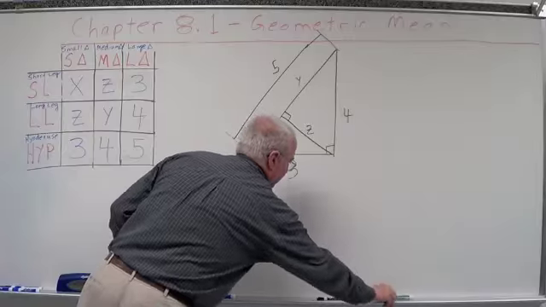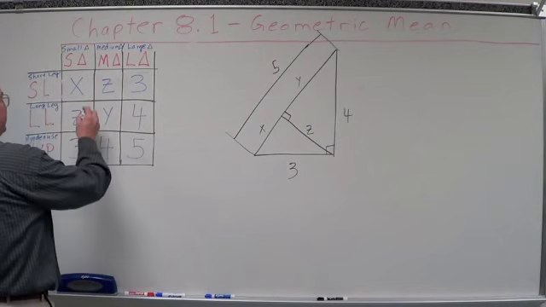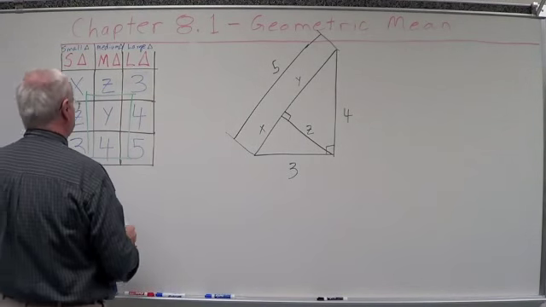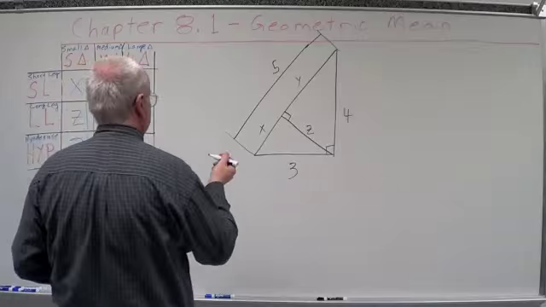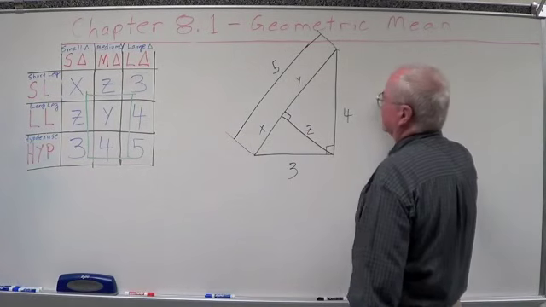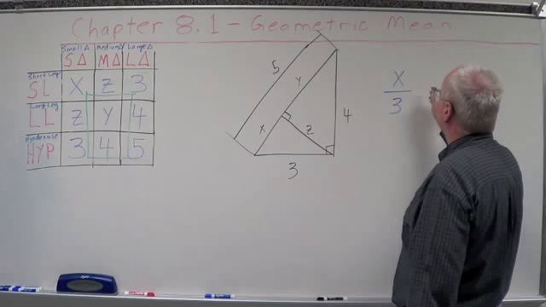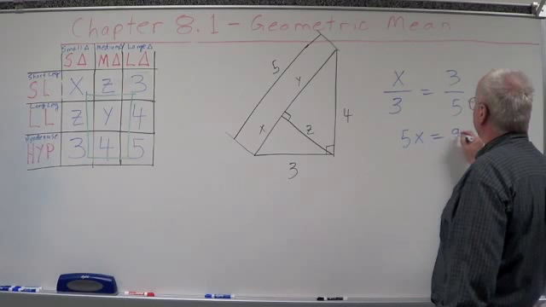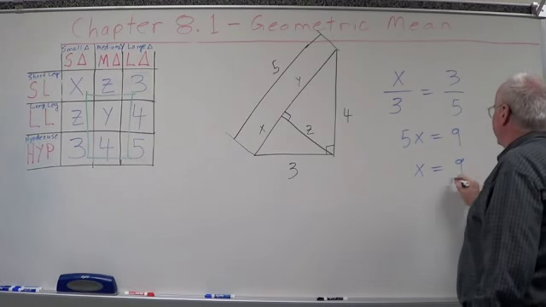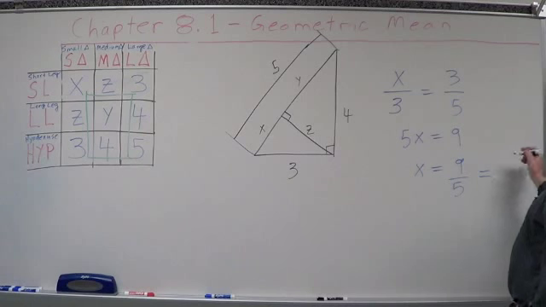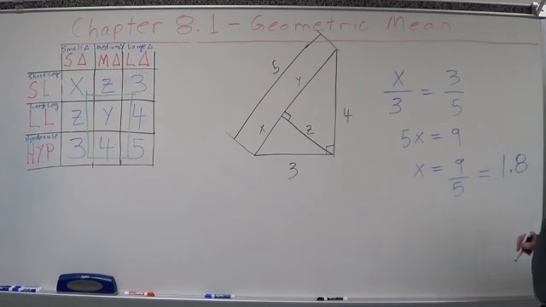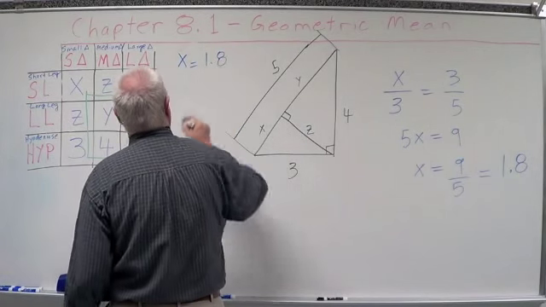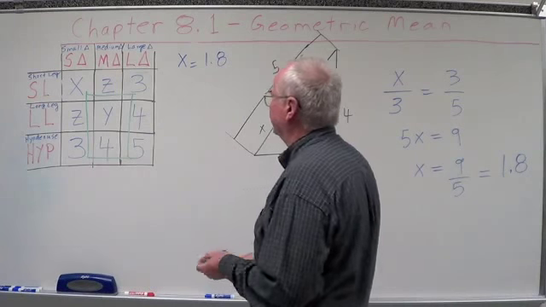Why? Let's just look at this. We can find x simply by doing this right here, can't we? All right, so let's do it. X is to 3 as 3 is to 5. So 5x equals 9. X equals 9 divided by 5, or equals, I think, 1.8. So there we've got x. X equals 1.8.